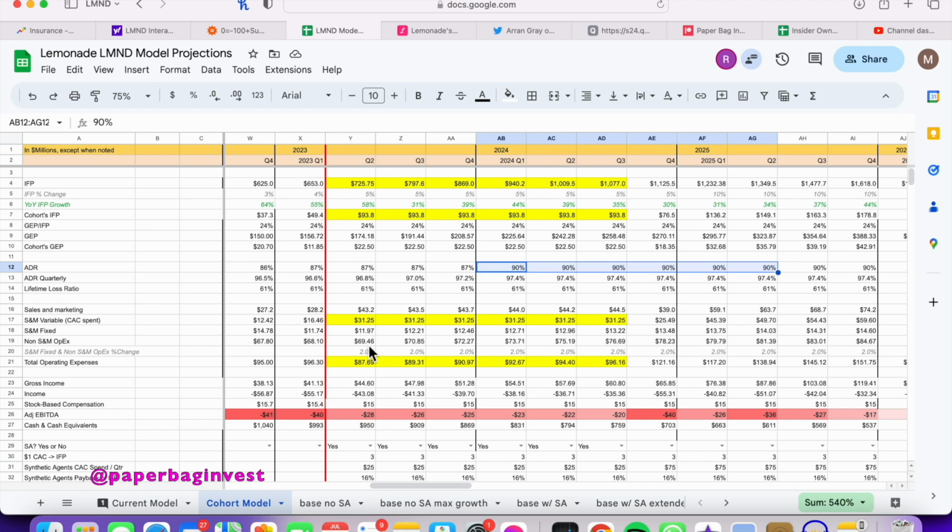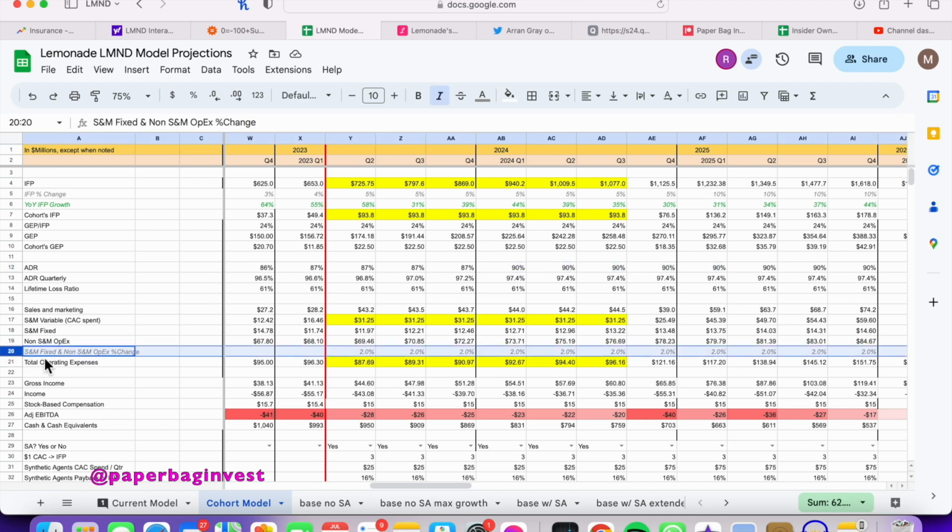Then another big variable is the sales and marketing fixed, what I'm calling, which is I've split sales and marketing customer acquisition spend from fixed S&M costs, and non-S&M operating expenses. So everything else other than your sales and marketing. You add those together, those more fixed operating expenses that you should have in theory great operating leverage around, what's the growth rate of those?